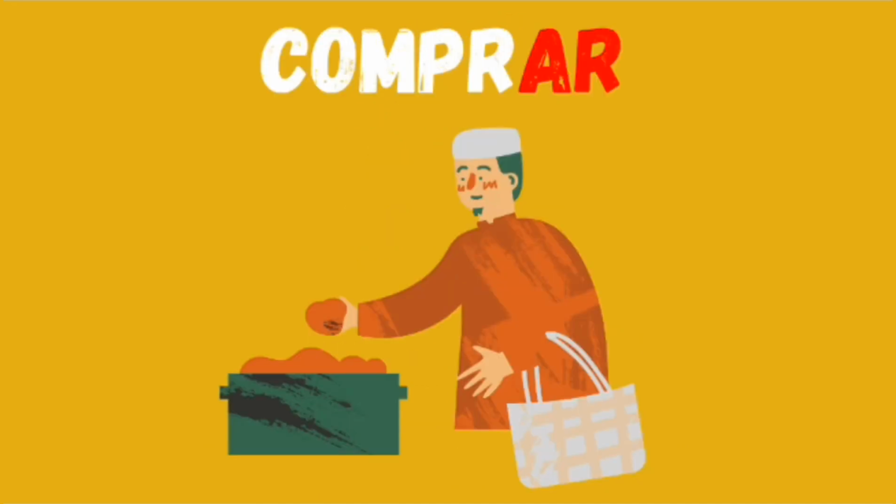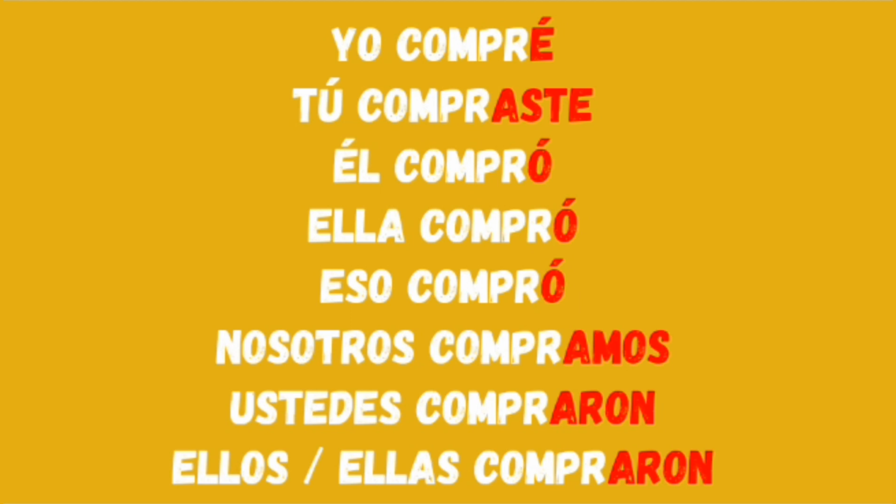Now the next verb we have is to buy. To buy something in Spanish means comprar. Let's see how you have to conjugate this regular verb ending with AR in Spanish. If you want to say I bought, you have to say yo compré. If you want to say you bought, you have to say tú compraste.